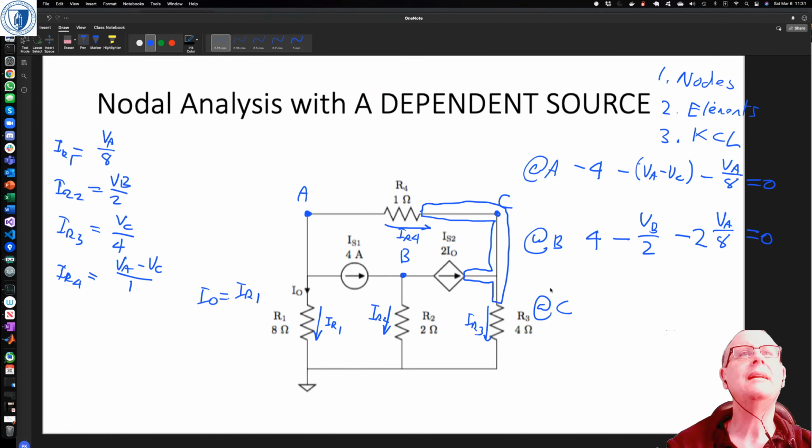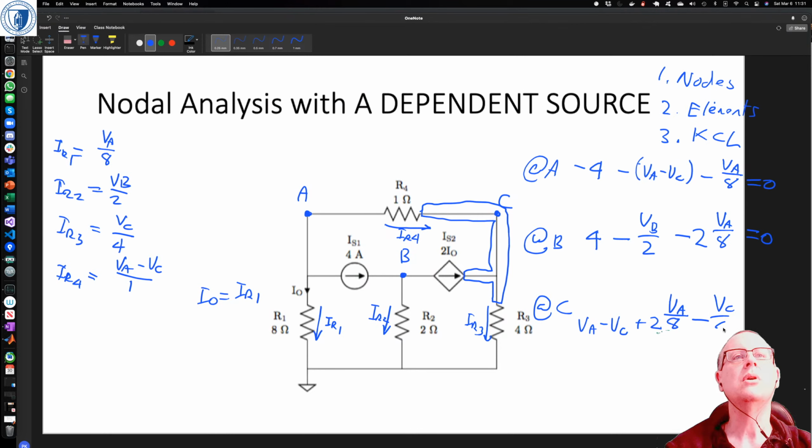Okay, and then node C. What do we do with node C? We've got IR4, which is VA minus VC, and it's flowing in, so it's positive. We've got 2I out flowing in, so it's positive, so it's twice VA on 8. And we've got IR3 flowing out, so that's minus VC on 4. And it's just those three, so that equals 0.